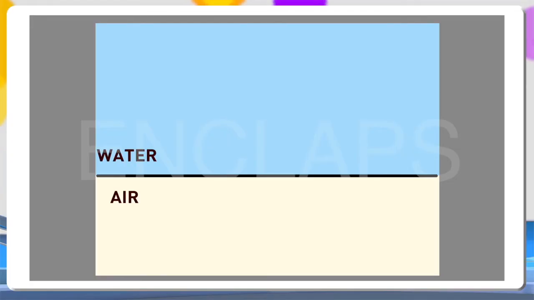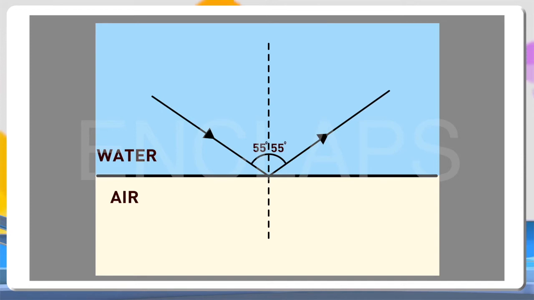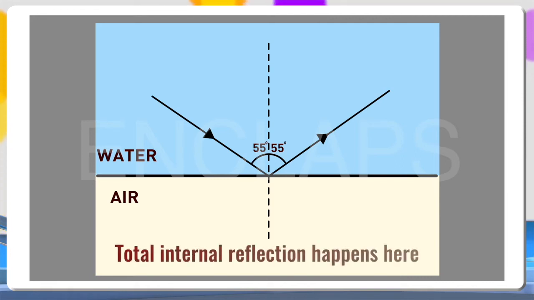The figure shows a water-air interface. Light is coming from water and the angle of incidence is 55 degrees. What will happen to the incident ray? We know that the critical angle of water is 48.6 degrees. Since the angle of incidence is greater than the critical angle, light rays will reflect back to the incident medium, making the same angle 55 degrees with the normal. That is, total internal reflection happens here.